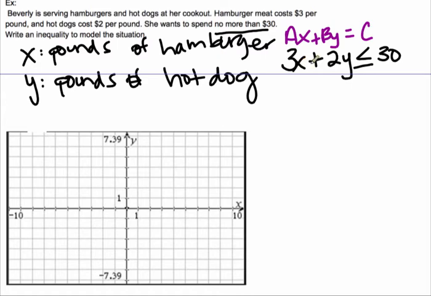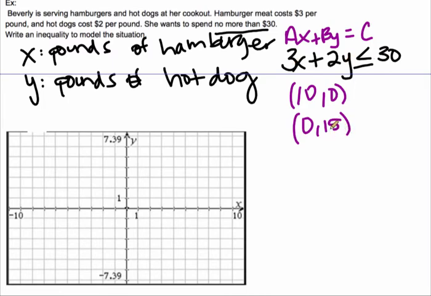The x-intercept, if I cover up the y, is going to be 10. So I know that I have the point 10, 0. And my y-intercept is going to be 15, so I know I have the point 0, 15. How did I get that? I just cover this up. 30 divided by 3 is 10. Cover this up. 30 divided by 2 is 15.